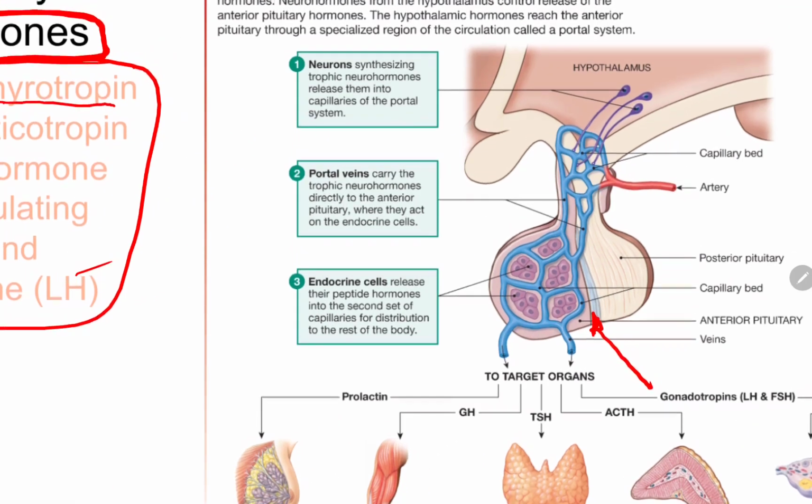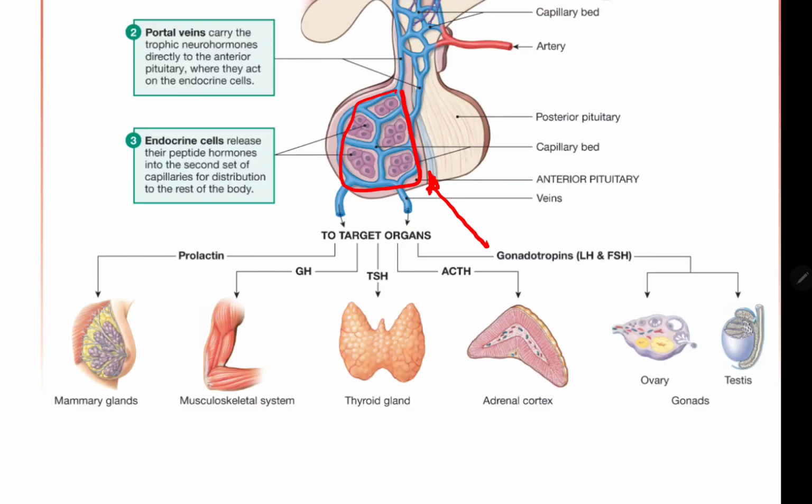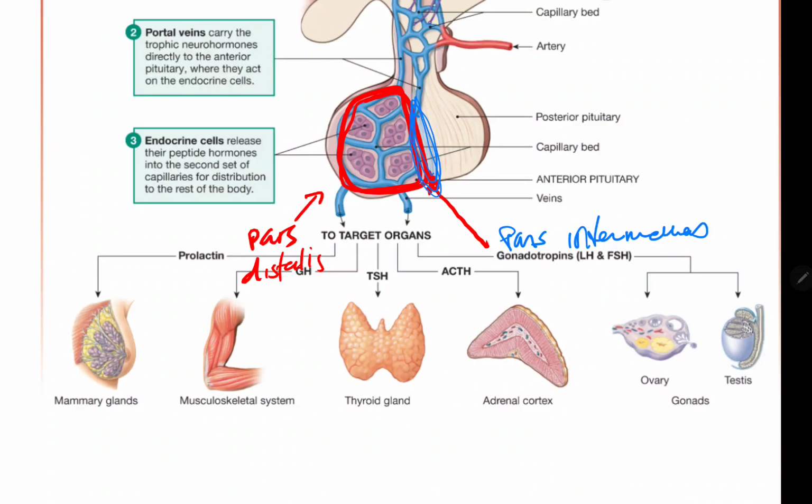So let's look at it a little bit closer, just because I know some might have questions, right? This portion of the anterior pituitary is called the pars distalis, right? That's the major portion. But this portion right here in the middle, can I draw it in a different color? This is the pars intermedius, right? And that's going to be responsible for producing the melanocyte stimulating hormone.